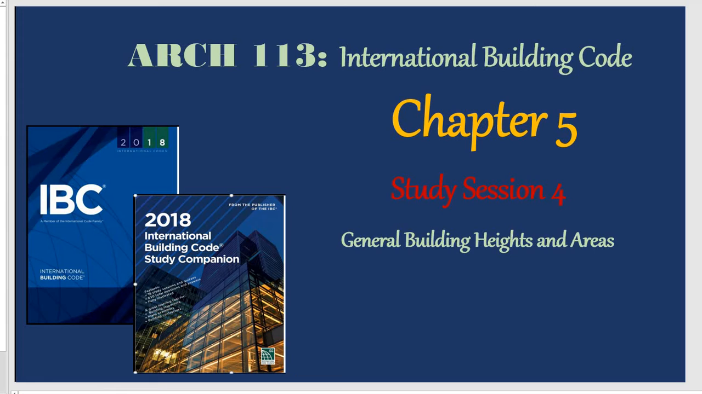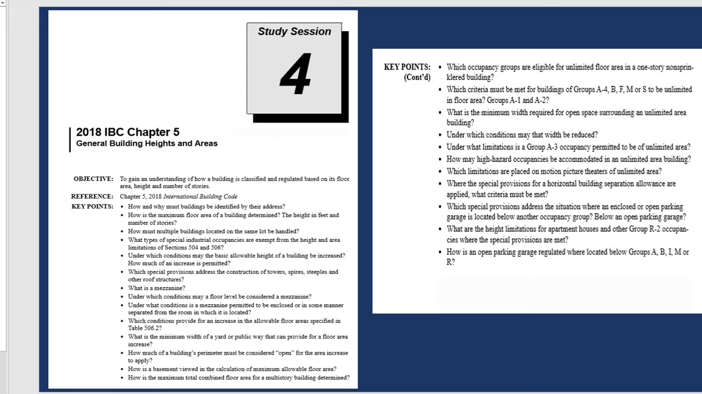Okay, so now we go with Chapter 5, which talks about the building height and the area. In this one, we have key points you can study, and many things you can learn from. The first one, you need to identify the address, and after that the maximum floor area for the building, located on the same or a different type of structure, industrial.